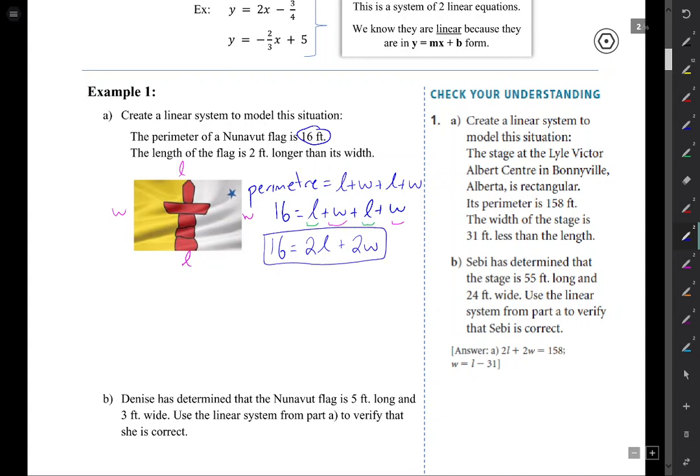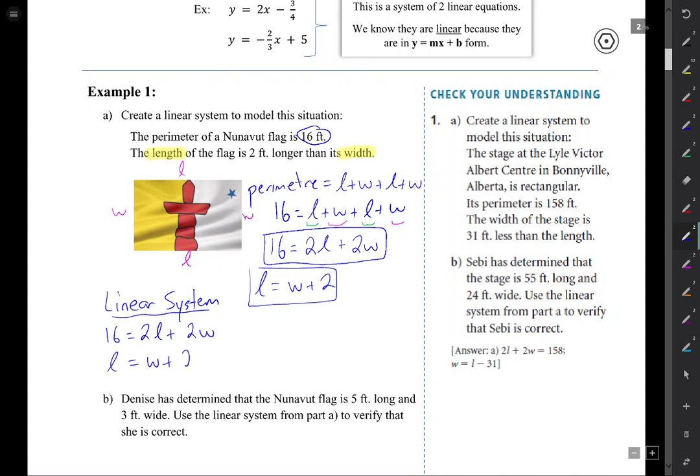Now you'll notice in the next line of our question, it says the length of the flag is 2 feet longer than its width. So let's use that information to come up with our second equation. If the length is 2 feet longer than the width, well, that would mean that the length is equal to the width plus 2. Therefore, our linear system is going to be 16 is equal to 2L plus 2W, and then the length, or L, is equal to W plus 2. So that there is our answer for this question.